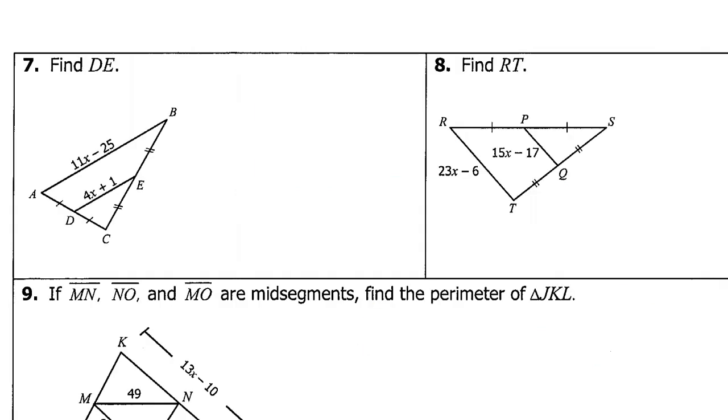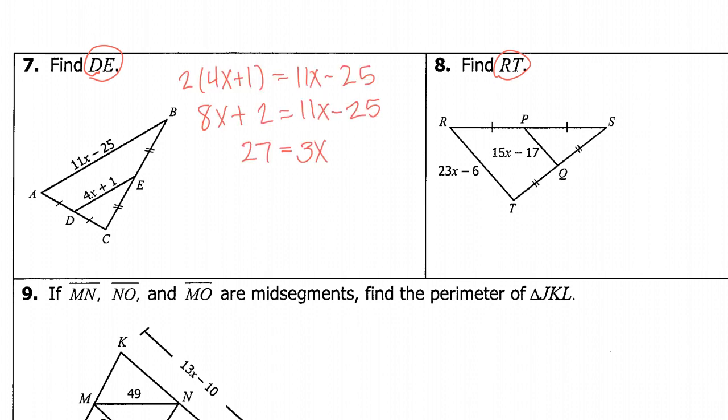You're going to do the exact same thing we did on the last two for 7 and 8. So here we're just practicing solving for x. And then once you find x, the only different thing here is that you need to plug it in because you need to find DE on number 7, and RT on number 8. You should get x is 9. We get DE has a length of 37.